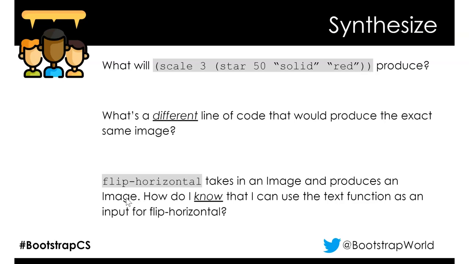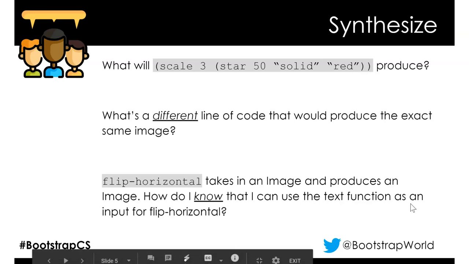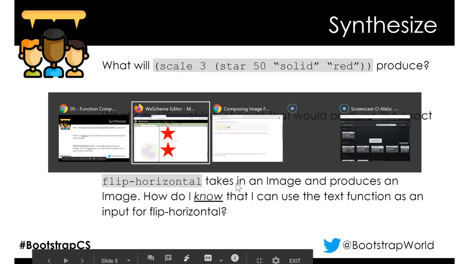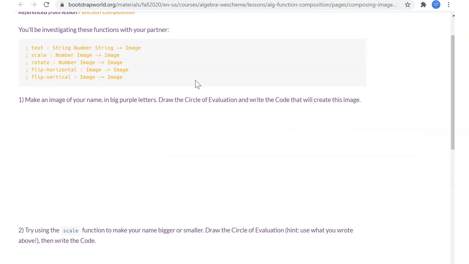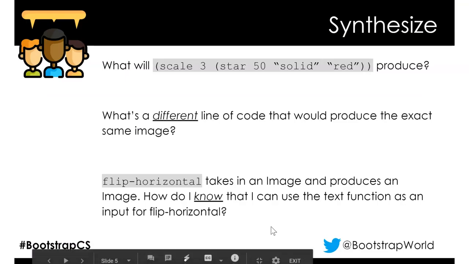Flip horizontal takes an image and produces an image. How do I know that I can use the text function as an input for flip horizontal? I know that based on the contract. That's one reason we call it a contract, because it's something that the computer is going to ensure happens. Just like a legal contract in society, that's something we all agree on, but it's also enforceable, and that's what the computer does, it enforces the contract. And I know, based on this contract, that the text function will always give me an image output, because that's the contract. And flip horizontal is going to take an image in. So I know that I can use the text function as input to flip horizontal because of the contracts.